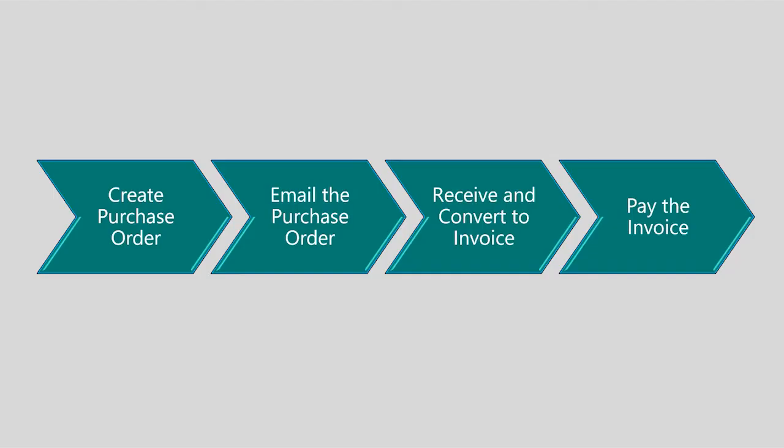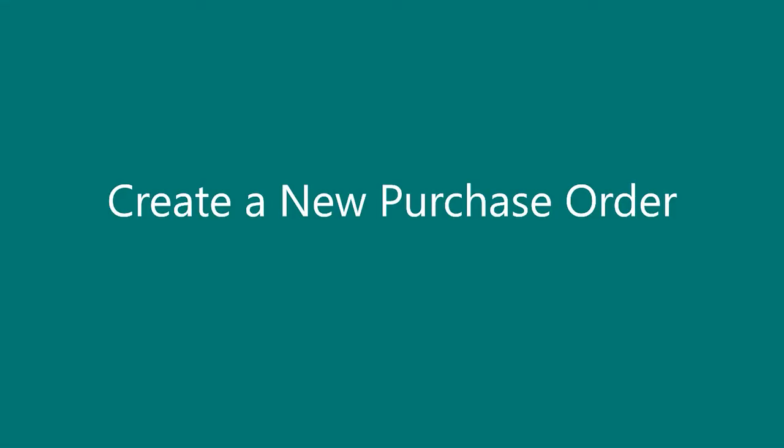In this demonstration, we'll review the process of procure to pay using Dynamics 365 Business Central. To achieve this demonstration, we will walk through 4 steps. First, we'll create the purchase order. Then we'll email the purchase order to our vendor. Then once we receive the goods, we'll receive it and convert that to a purchase invoice, and then eventually pay the invoice. Let's begin by creating a new purchase order.